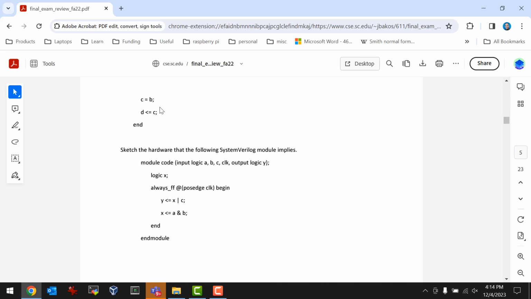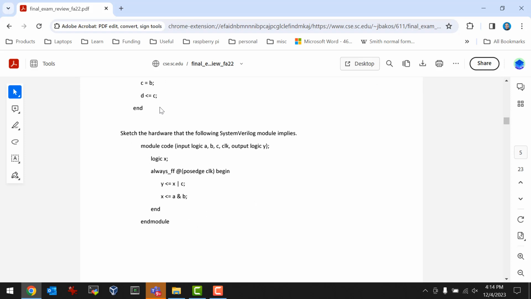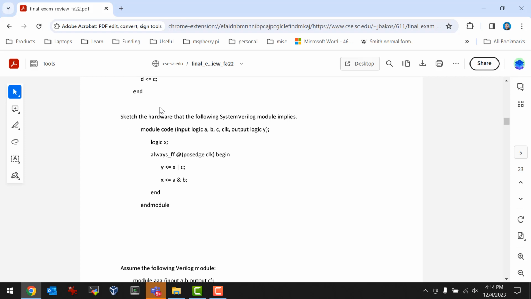Sketch the hardware that the following SystemVerilog module implies. This is basically just a gate-level 211 style OR gate and AND gate. But there's also a flip-flop on the output of this thing now. So you have to be careful you don't miss that, which I almost did. What this is doing is creating a flip-flop for Y and for X, right? So there are 2 flip-flops, Y and X.